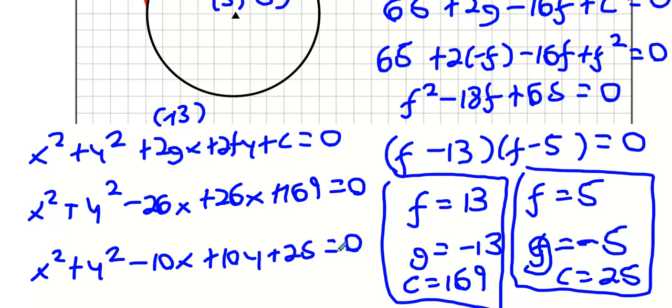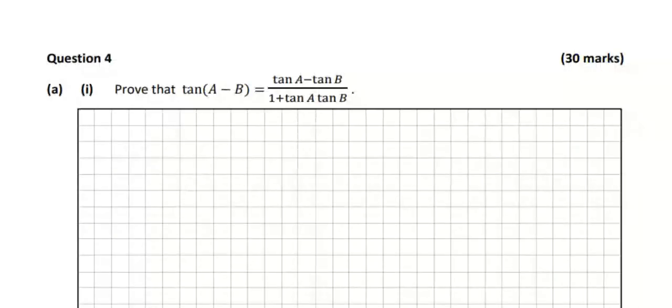Once again, check your marking scheme, make sure everything is good to go. And when I look at my marking scheme, these are the answers that we are given. So that's perfect, right? So that is question 3 on paper 2.